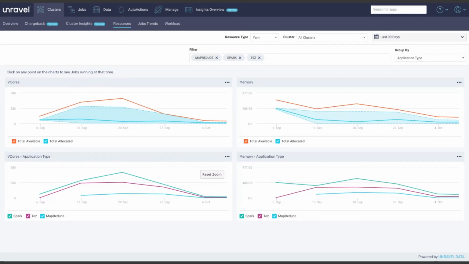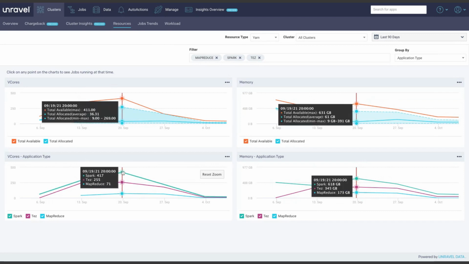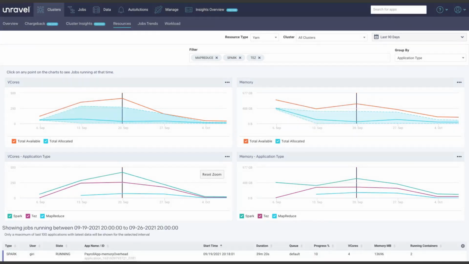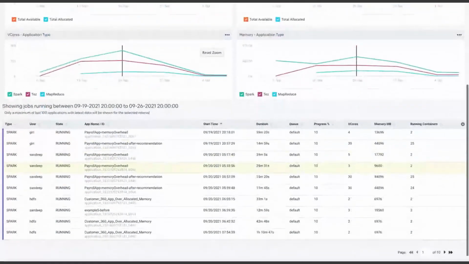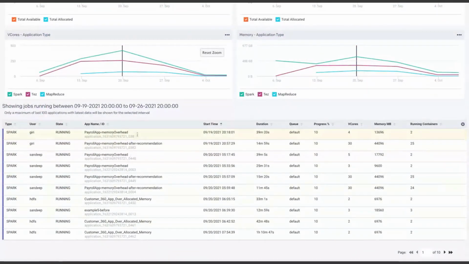From here, what's really helpful for a DevOps person or even a developer is if I see a peak at this point, I want to understand what jobs are actually being run with that specific application type. So I can click on this graph and then get those specific applications that were running on this job.